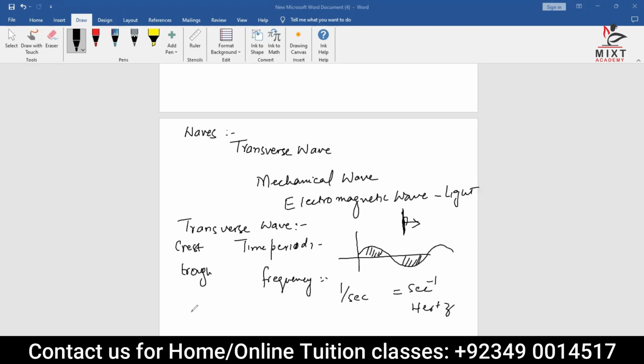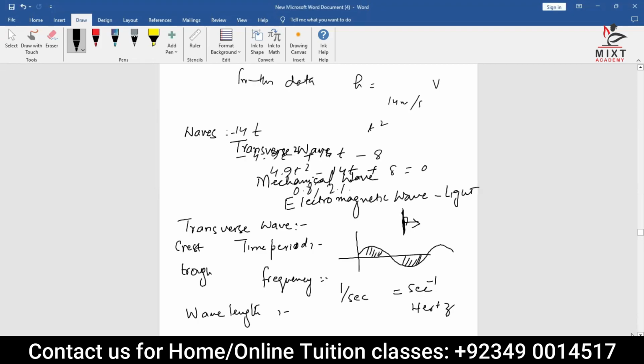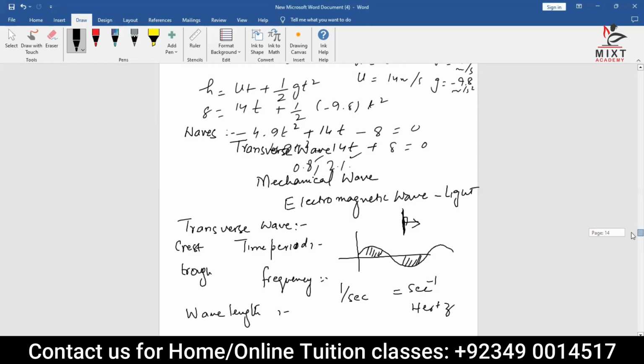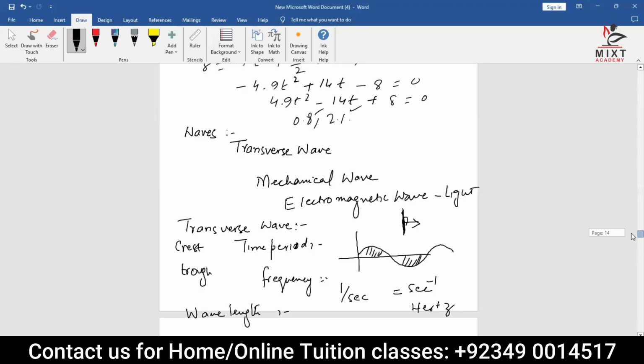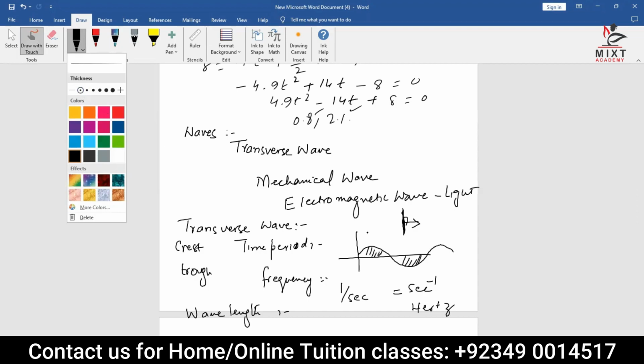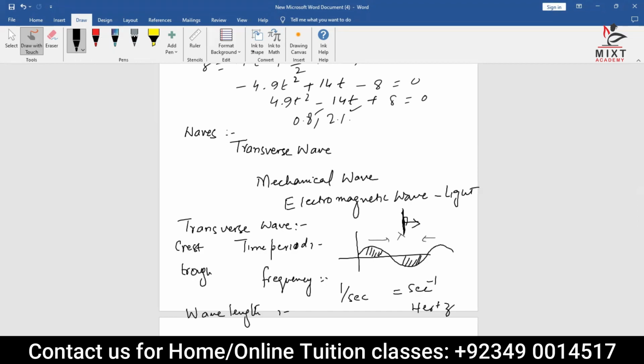Right? What about wavelength? Yes. What is wavelength? Any one of you? Wavelength. No one knows? Wavelength is basically, wavelength is the distance between two consecutive crests or two consecutive troughs. Like, for example, if this is your wave, then the distance between two consecutive crests is lambda. And this is what the wavelength definition is. Wavelength is the distance between two consecutive crests or two consecutive troughs.